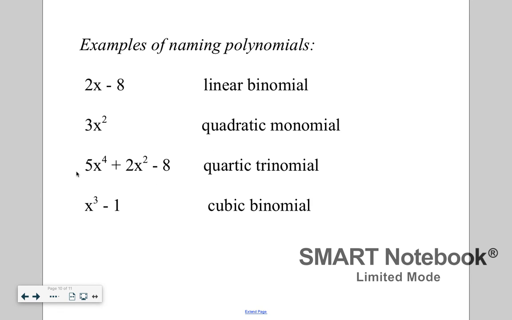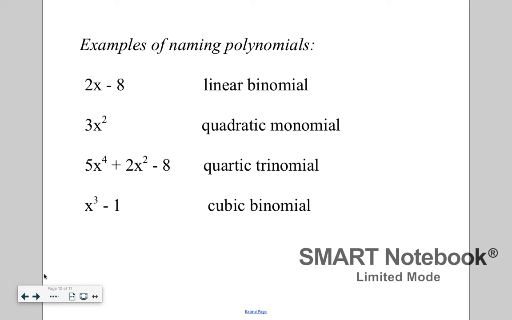Our next example has 3 distinct terms, which make it a trinomial, but the highest degree is 4, so the entire trinomial is a quartic trinomial. And then my last example for you has 2 terms making it a binomial. Highest degree is 3, so it's a cubic binomial.